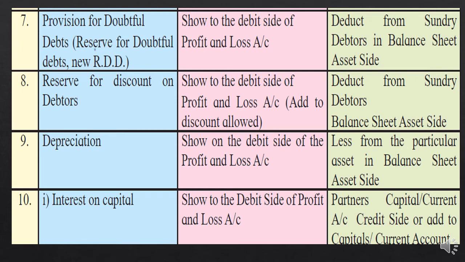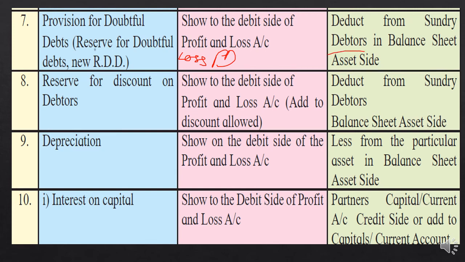Next is provision for doubtful debt. RDD means it is a preparation in case the debt will become bad, means bad debts will appear because the customer will not pay the amount on debt. So for meeting that risk, the company maintains the RDD, reserve for that doubtful debt, whether it will be recovered or not. So for that, the debit side of the P&L account, it is a loss for the business, students. So it will be shown on the P&L account debit side, and it will be deducted from sundry debtors.